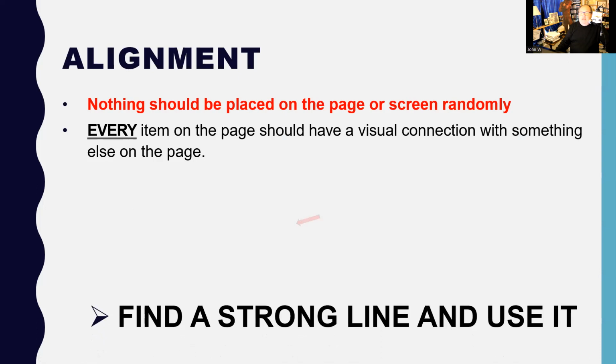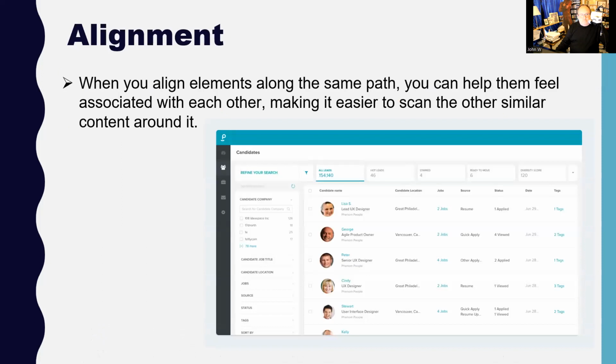Find a strong line and use it. Use alignment, line elements along the same path. Let me try that again. This is not a good day to read. When you align elements along the same path, you can help them feel associated with each other, making it easier to scan with other similar content around, like this.